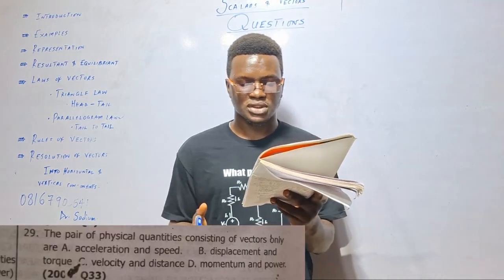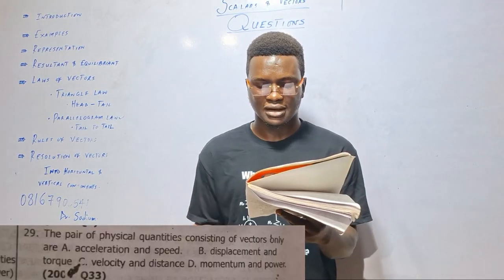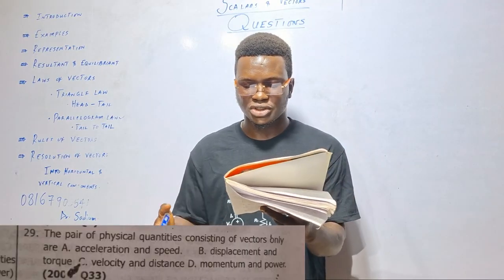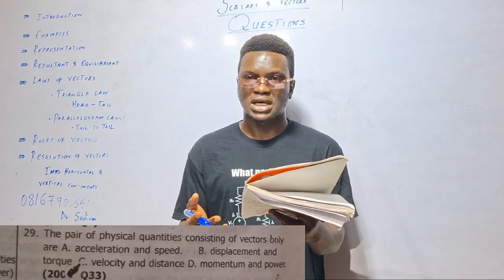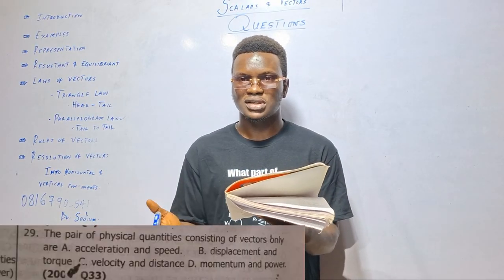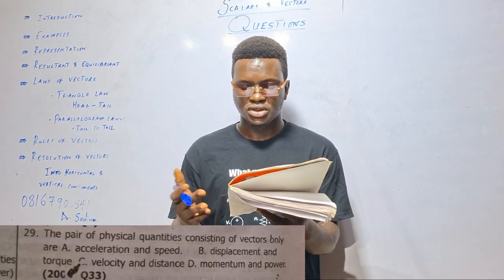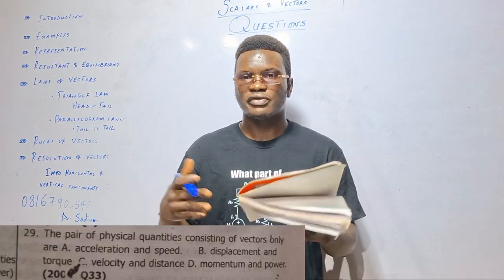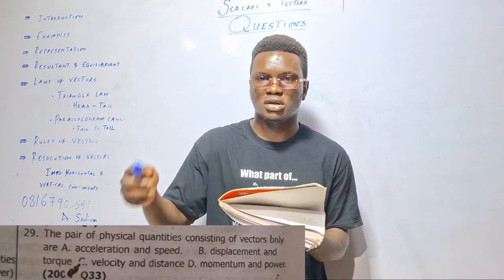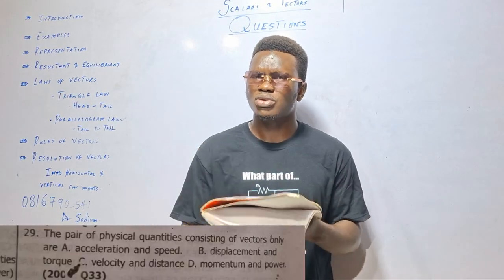So let's look at 29. The pair of physical quantities consisting of vectors only. A, acceleration and speed. Speed, I told you, is a scalar quantity. Velocity is a vector quantity. B, displacement and torque. Both of them are vector quantities. Torque is just talking about the moment of a couple. You're going to know them as we move on.